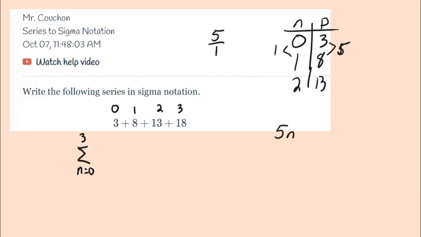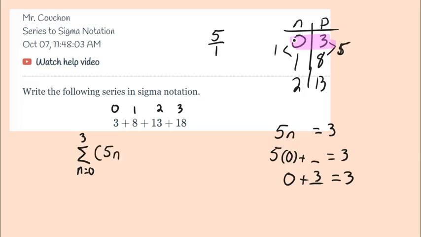So look at this first one again. I've got to put in 5 times something plus something equals that p-value, which is 3. And if we have 5 times n, and n is 0, well, that would be 5 times 0 plus something equals 3. Well, 0 plus something equals 3. That would have to be 3. So that means my equation would be 5 times n plus 3.